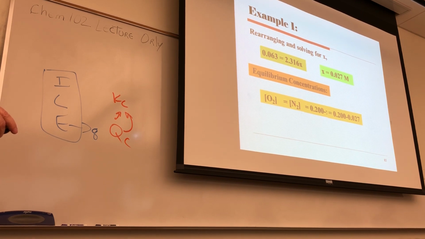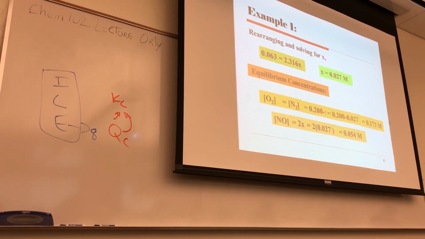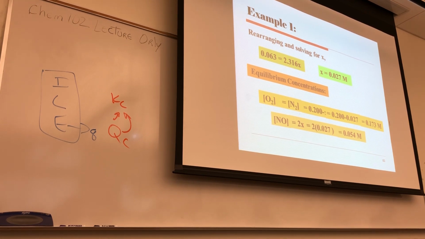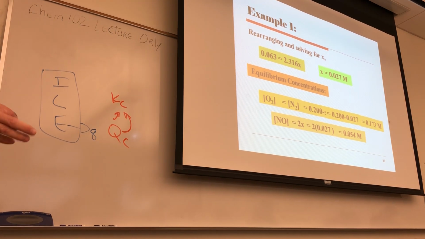of N2, and so I could just do it once to solve, and the 0.173 molar is equal to the concentration of the O2 and the concentration of N2, and then for NO it's 2 times that, which is just 0.054. And those are my concentrations of my reactants and products at equilibrium when you had no idea what they were. All we had was the Kc. We knew the equilibrium constant, and what else did we know? The initial concentrations.